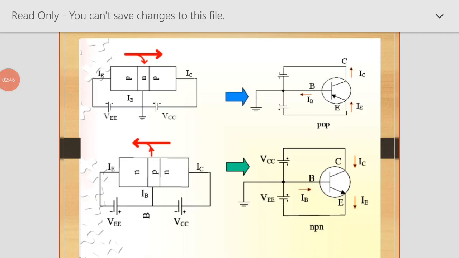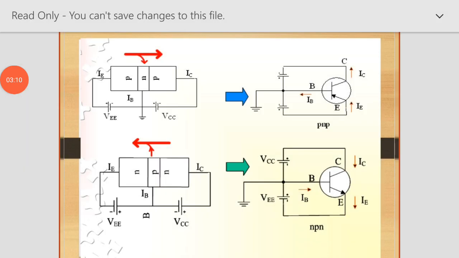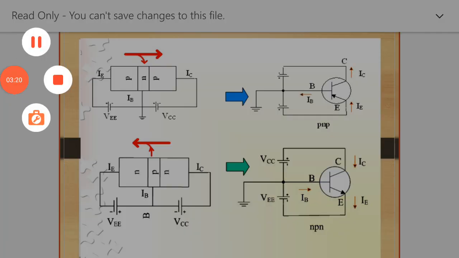As shown in the figure is the common base configuration. In common base configuration, we see both PNP and NPN transistors. Firstly, we see the PNP transistor. In the PNP transistor, the base is common to both input and output voltage. The input voltage is the emitter voltage, and the output voltage is the collector voltage. VEE is the input voltage and VCC is the collector voltage. So the input voltage is applied to the emitter terminal and VCC is the collector voltage applied to the collector terminal.